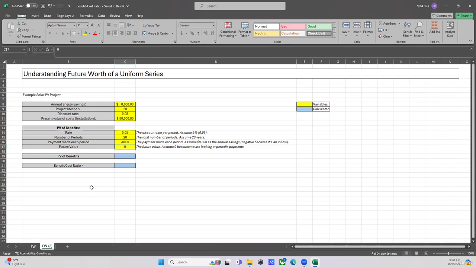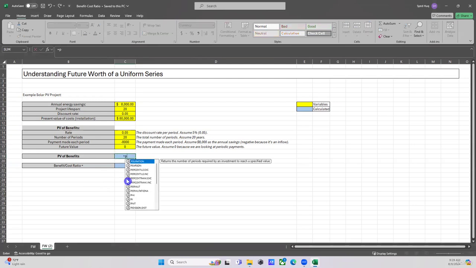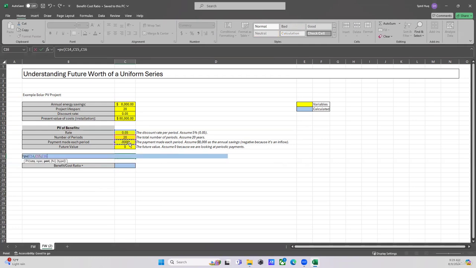So first, let's calculate the present value of benefits. The first argument is the rate. NPER is 20. The payment made each period is minus 8,000. And the future value is 0. So this is the present value of the benefits.